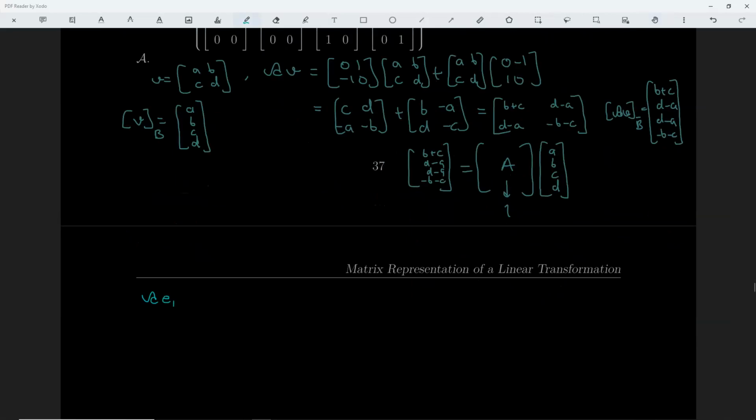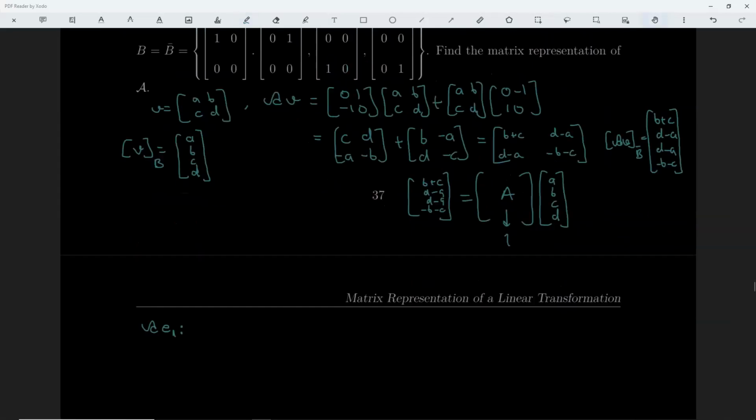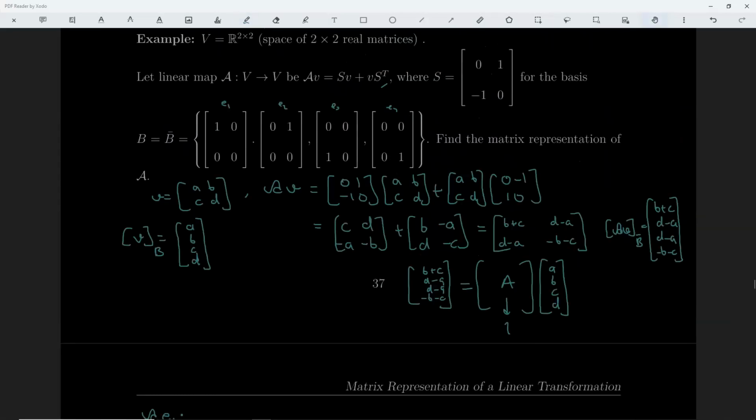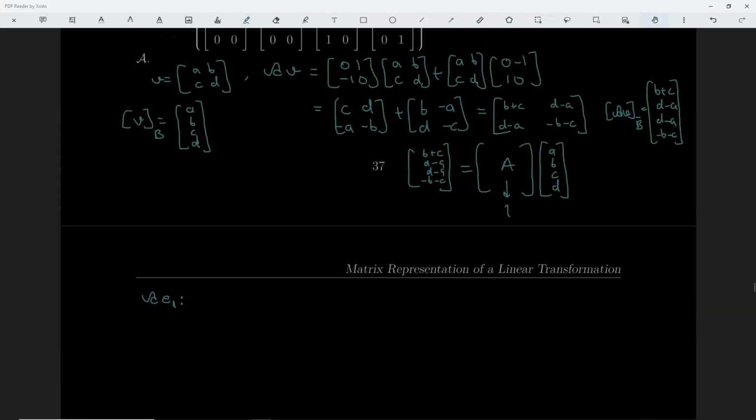the linear transformation of E1. Okay, so notice that the E1 matrix is the case where we have A equal to 1, and B, C, and D equal to 0, right? So let me write that down on top here to be more explicit. So for E1, A is equal to 1, and all other coefficients are equal to 0, right? And in that case, what is A of E1?